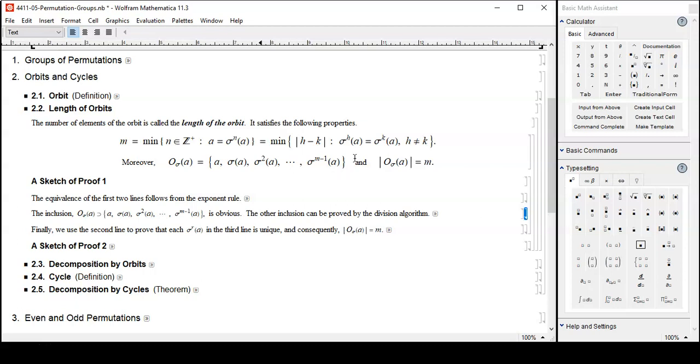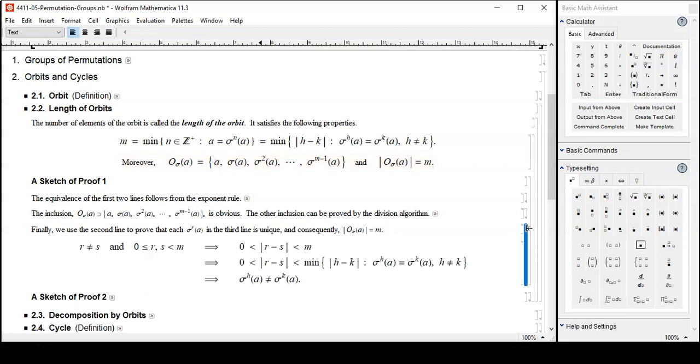And finally, the proof that these are all distinct. Again, the very same idea. The only thing that we did differently is apply to A. That's about it.